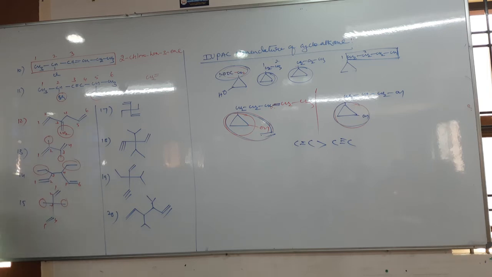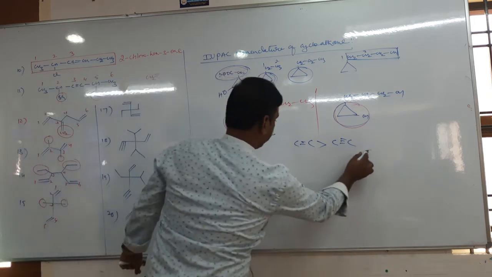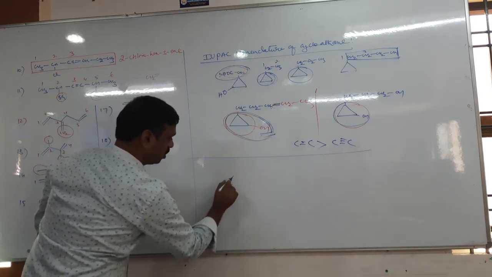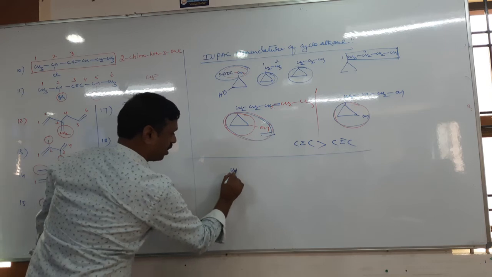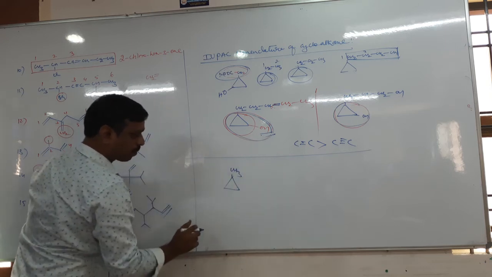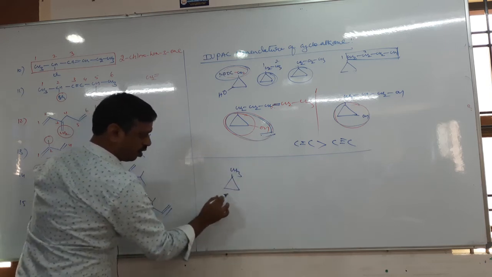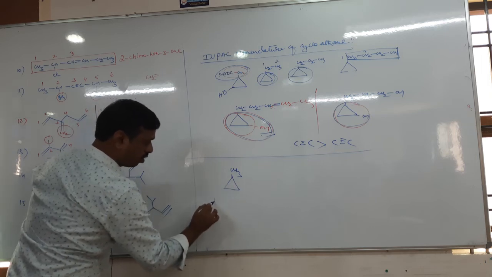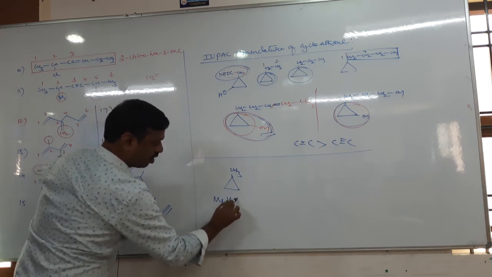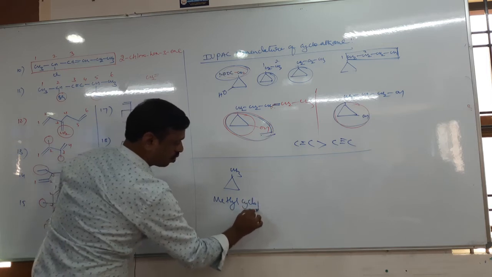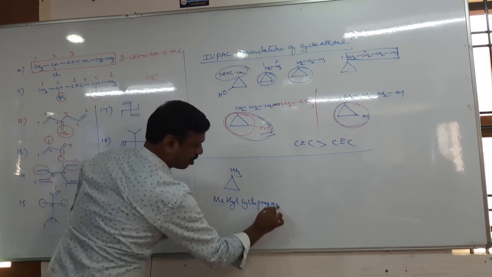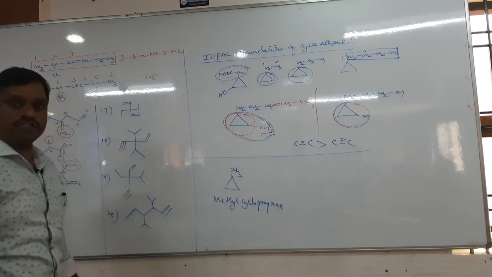Cyclic ring should be considered as the parent chain. Example, take this cyclopropane. Tell me, what is the name of this? It is cyclopropane. Methyl cyclopropane, because cyclopropane is the parent chain.